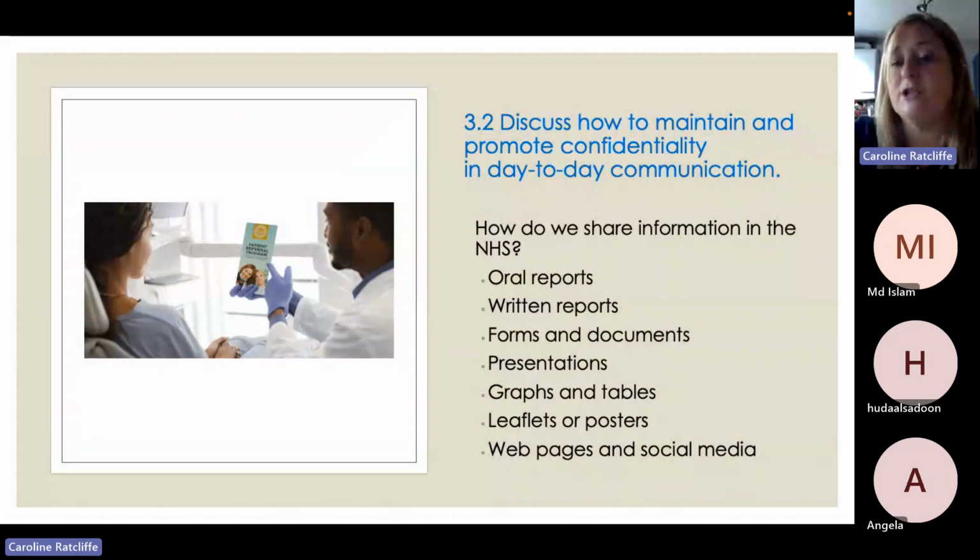So how do we share information? I've already just given you some examples of them. You've got oral reports, written reports, forms and documents. It might be a presentation. We used to have in our hospital something called MDM meetings, so multidisciplinary team meetings.